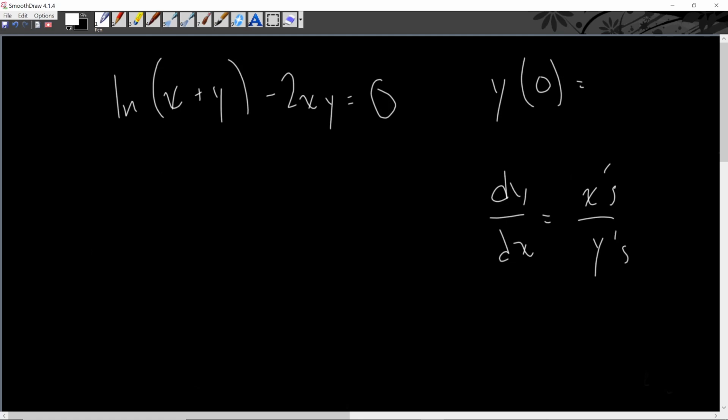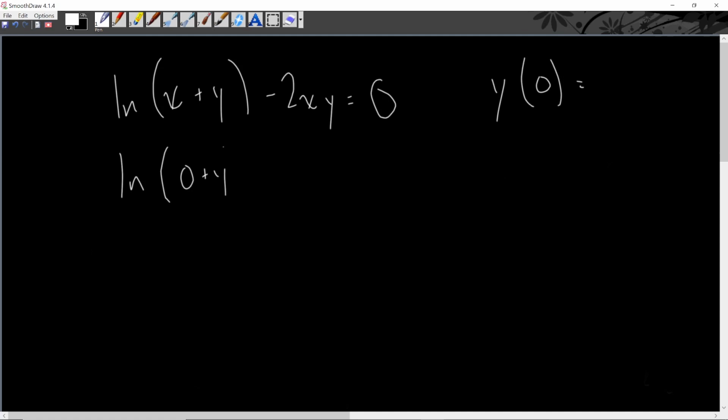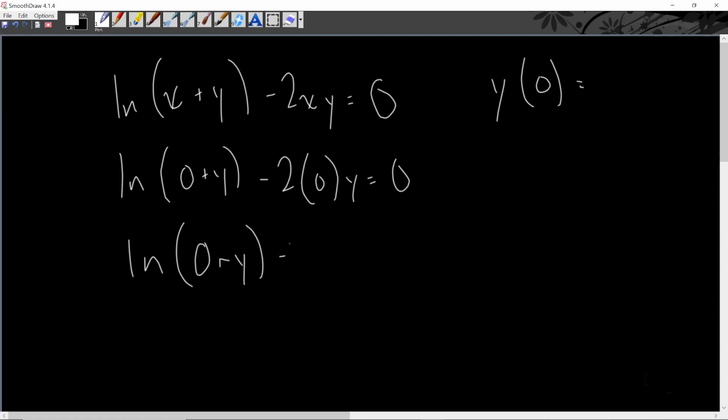So we need to have both x values and y values to plug in as an ordered pair, so that we can actually solve for dy/dx. So let's do that. We are given that x equals 0 for this specific equation. So if x equals 0, you'd have ln of 0 plus y minus 2 times 0 times y equals 0. Now we have ln of 0 plus y minus 0 equals 0. We have ln of y is going to equal 0.